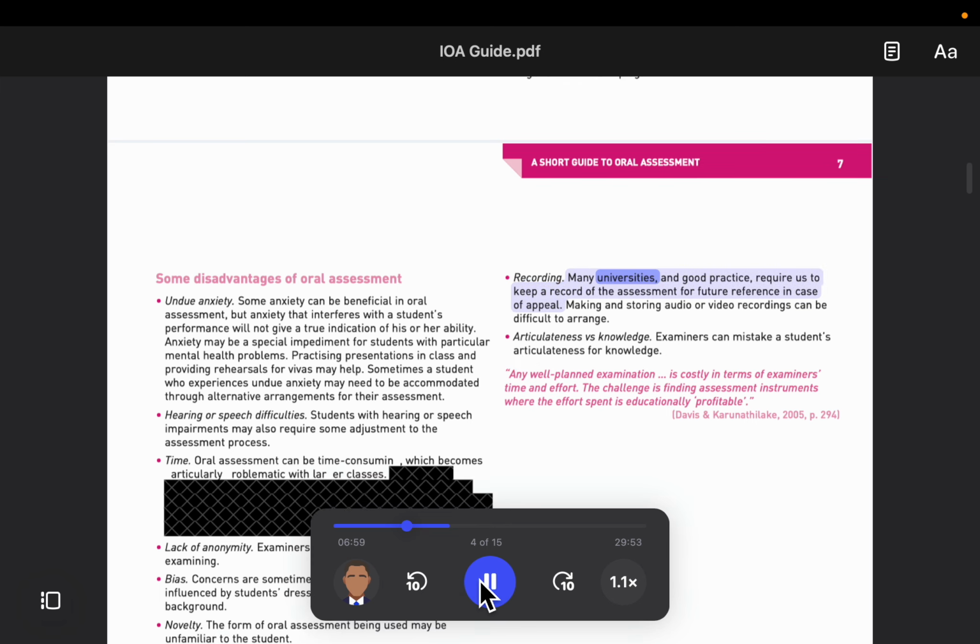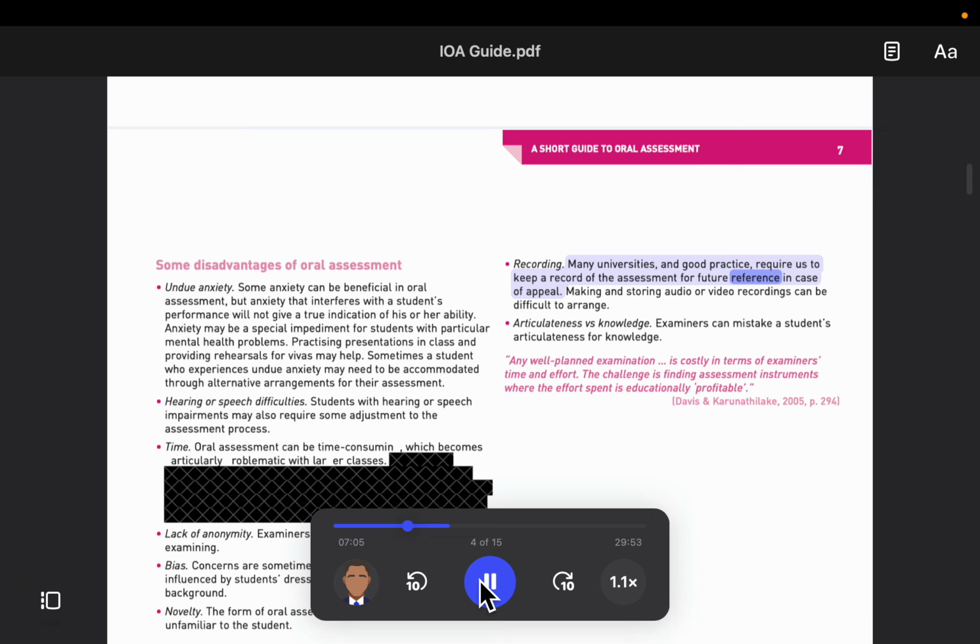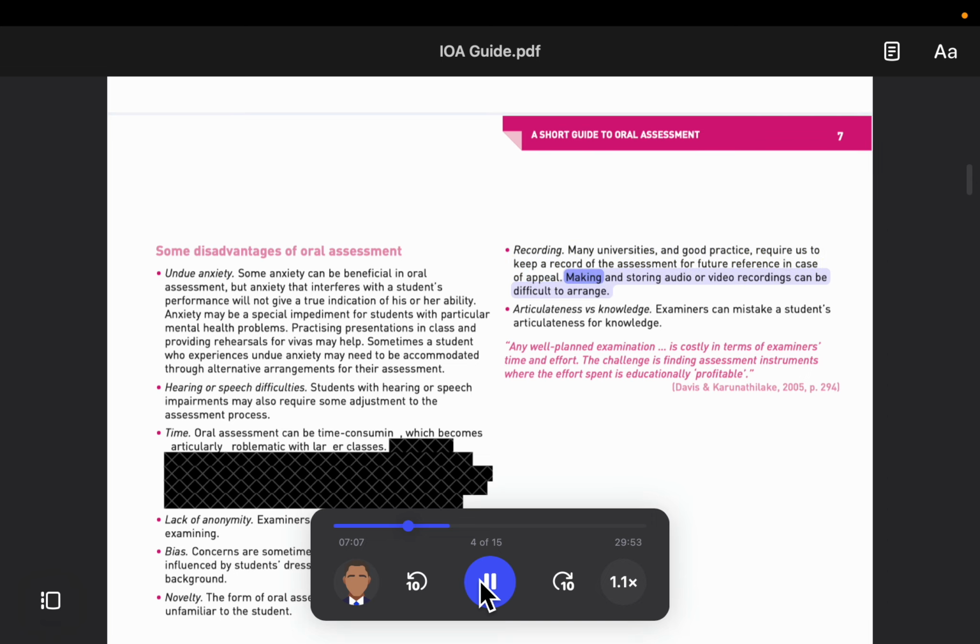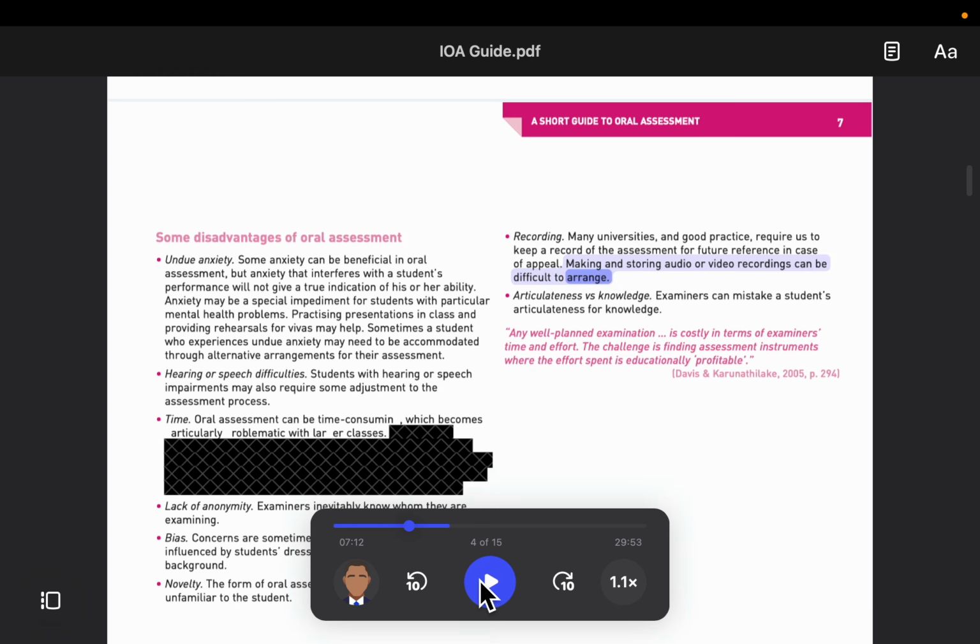Many universities and good practice require us to keep a record of the assessment for future reference in case of appeal. Making and storing audio or video recordings can be difficult to arrange. So luckily we all have iPads and MacBooks, and we can arrange this pretty easily. I will say, for this first round of interactive oral assessments, I would like us to be recording the audio so that we can validate the scoring and so that we have something to look back on if we ever need to talk to a student about a score.